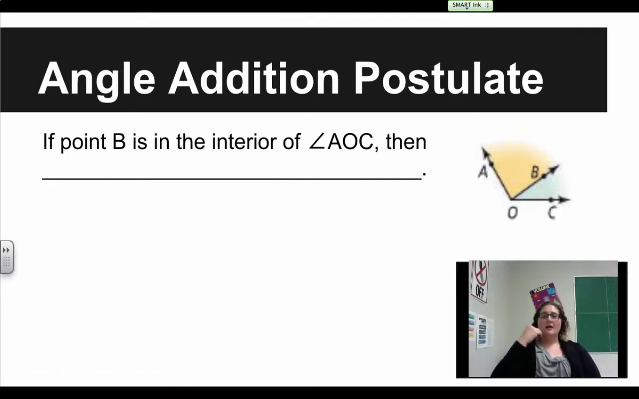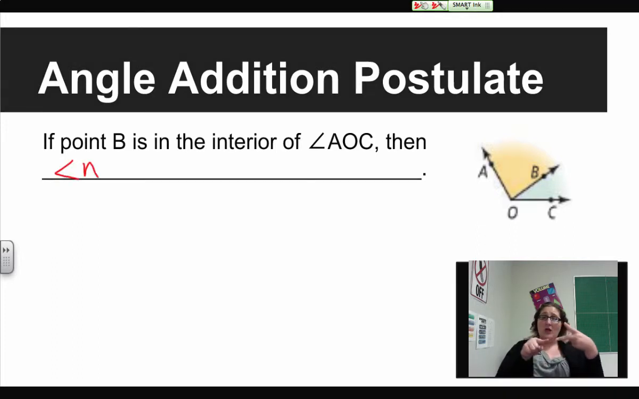Angle addition postulate. It says if point B is in the interior of angle AOC, then that means that angle AOB plus angle BOC is equal to angle AOC.